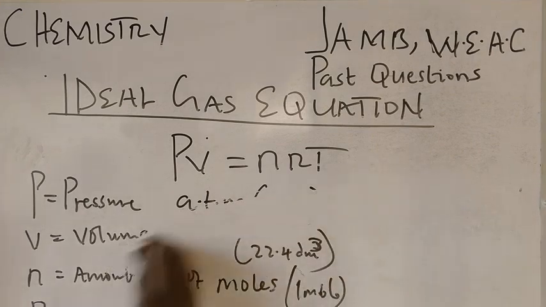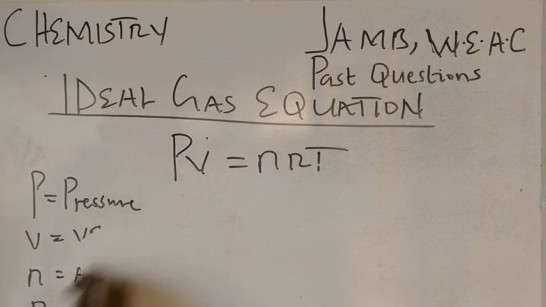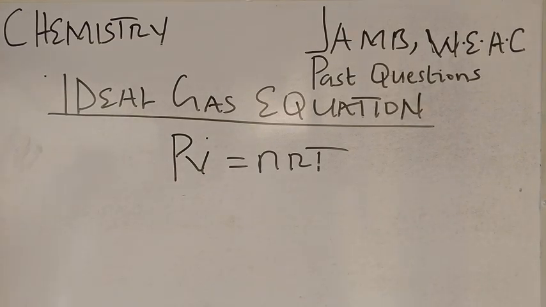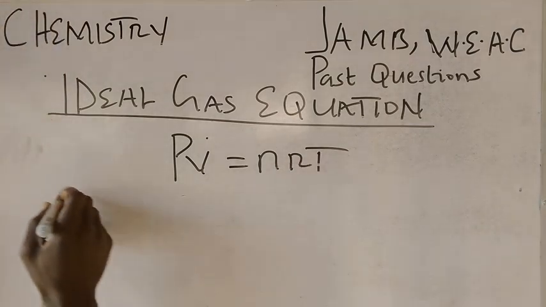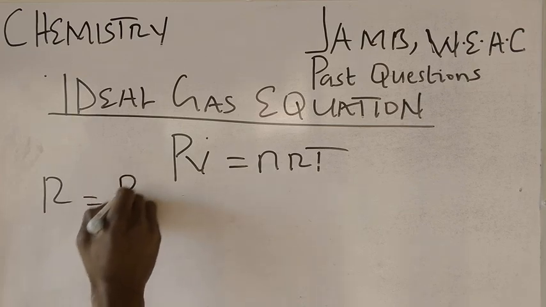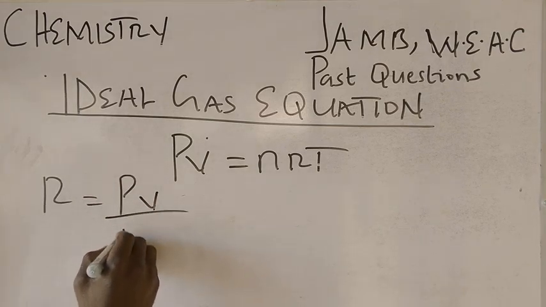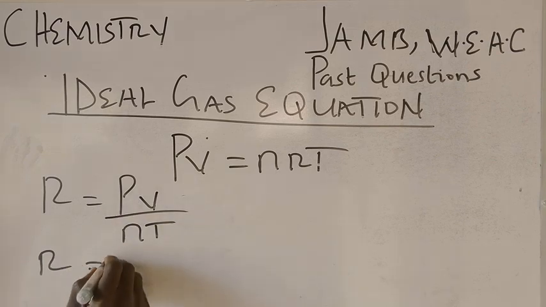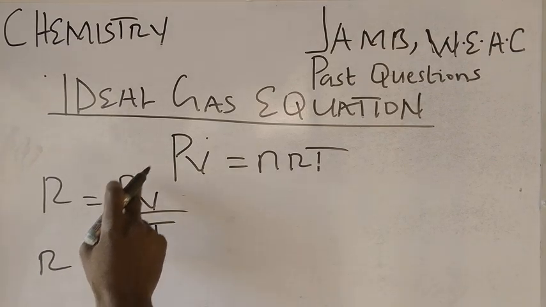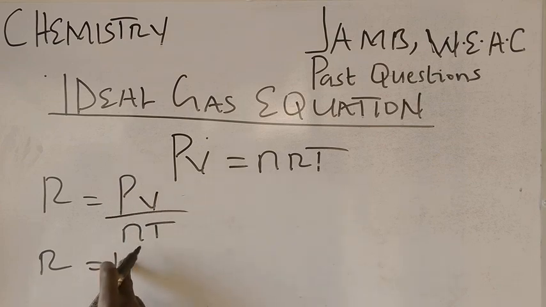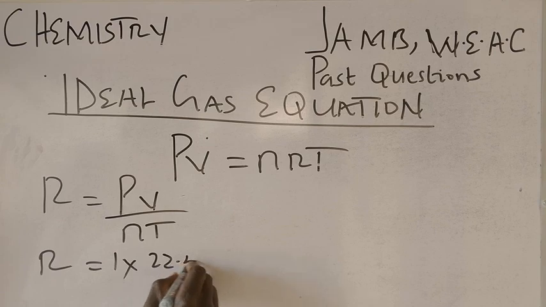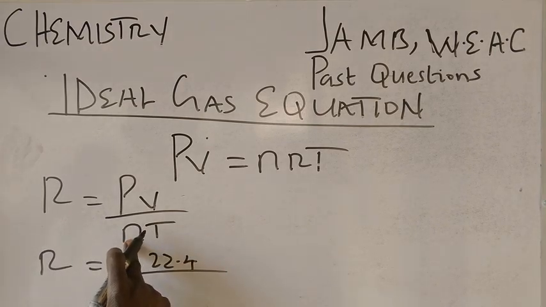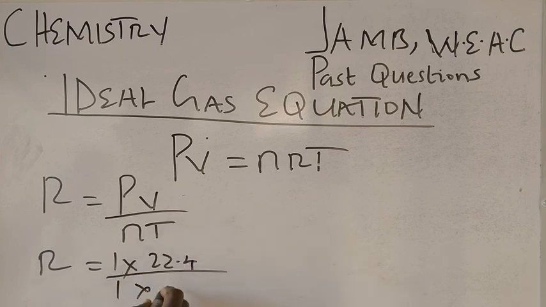So let us make R the subject of the formula. In the ideal gas equation, every parameter is a constant. If you make R the subject of the formula, R is equal to PV over nT. As we said, our P is 1 atm, the standard pressure, times our volume 22.4, over n which is 1, times our temperature 273.